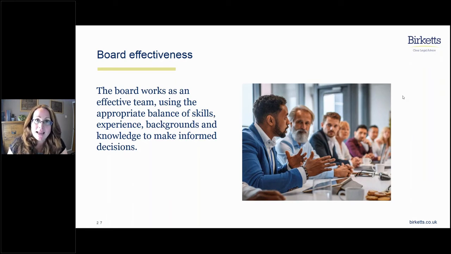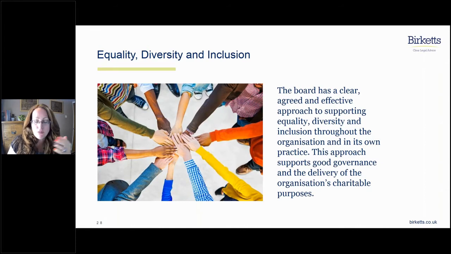So the next pillar is board effectiveness, and I mentioned this earlier when we were looking at leadership. Part of the leadership pillar, and a key part of making sure that you're complying with that principle, is having an effective board, making sure your charity is led by an effective board. So what do we mean by that? What is board effectiveness? Well, this is about you operating as an effective team with the right balance of skills, experience, and background.